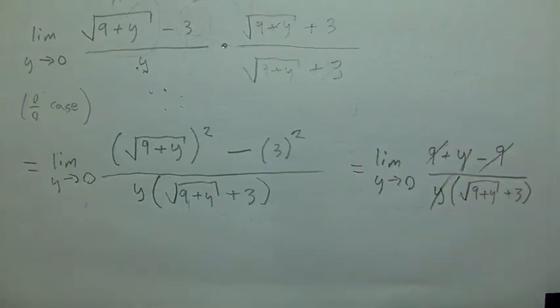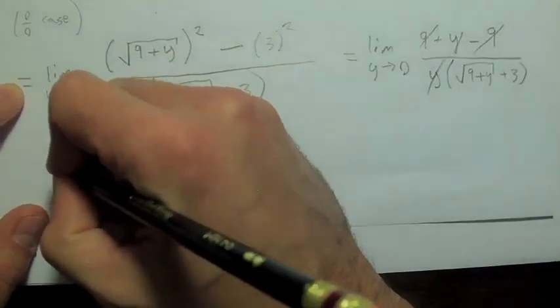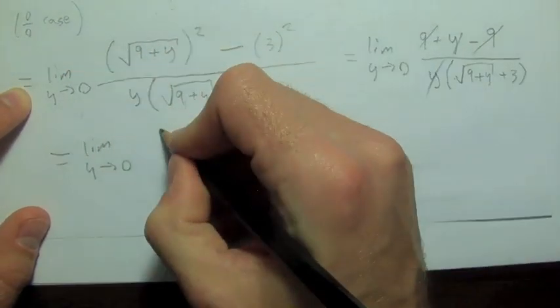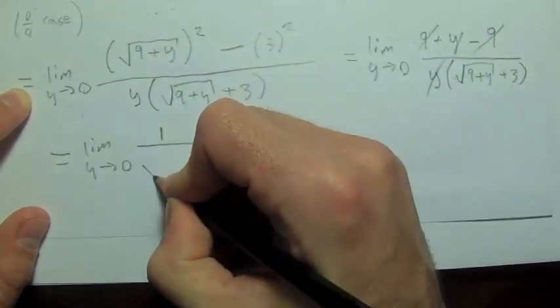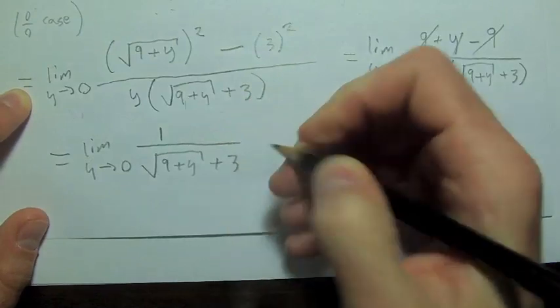Now be really careful here, right? Really, I see this mistake a lot. This is going to be the limit as y goes to 0 of 1 over the square root of 9 plus y plus 3.